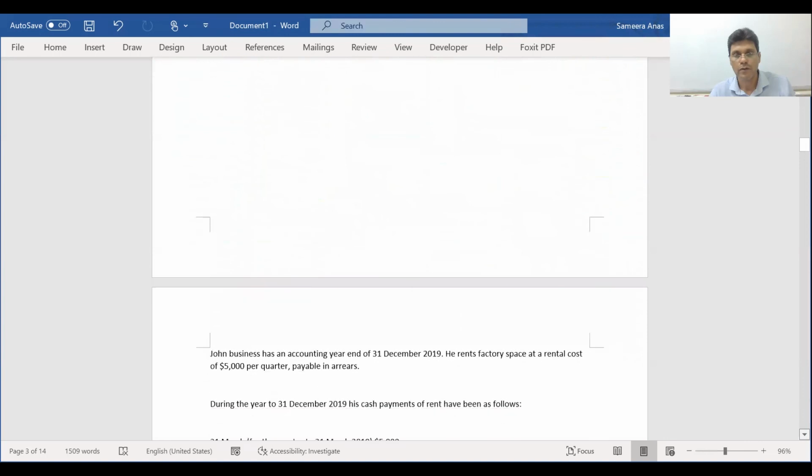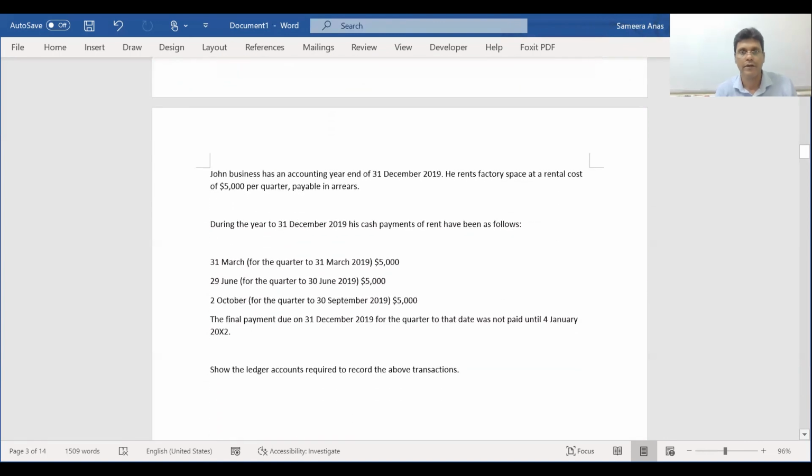This is also relating to accrued expenses. John's business has an accounting year end of 31st December 2019. He rents factory space at a rental cost of 5,000 per quarter, payable in arrears. During the year to 31st December 2019, his cash payments of rent have been as follows. For the quarter to 31st March 2019, which is January to March, 5,000 has been paid.